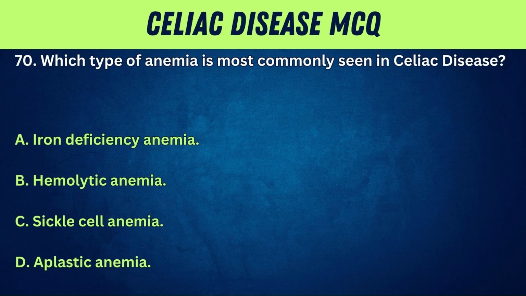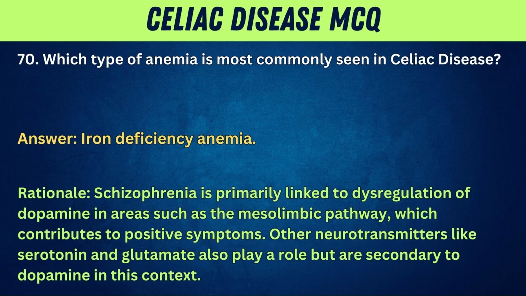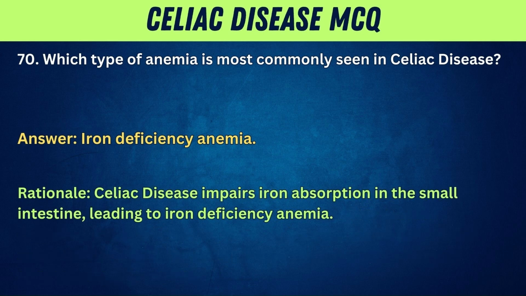Hemolytic anemia. C. Sickle cell anemia. D. Aplastic anemia. Answer: iron deficiency anemia. Rationale: celiac disease impairs iron absorption in the small intestine, leading to iron deficiency anemia.